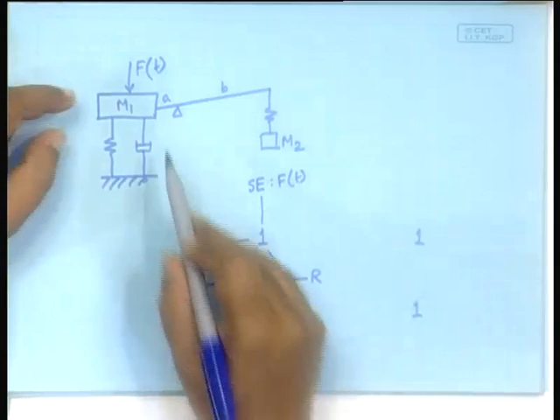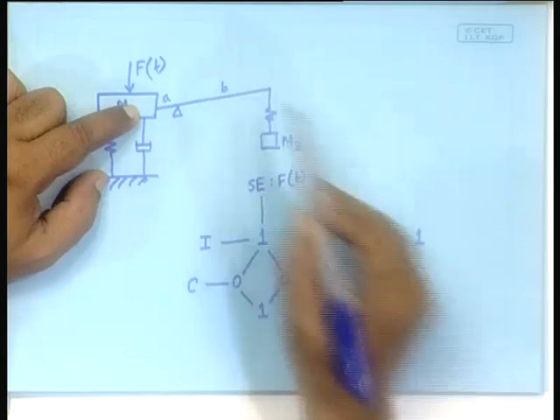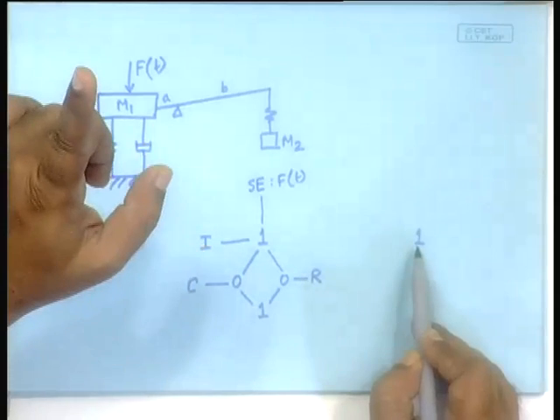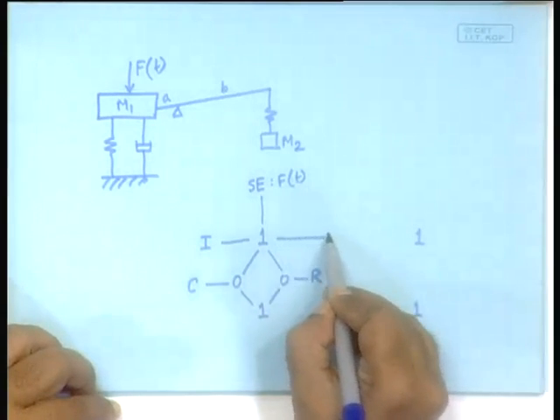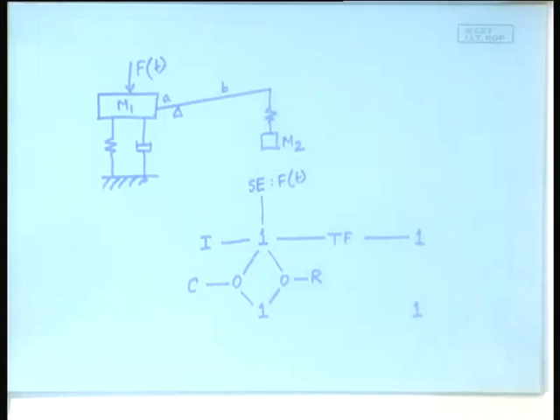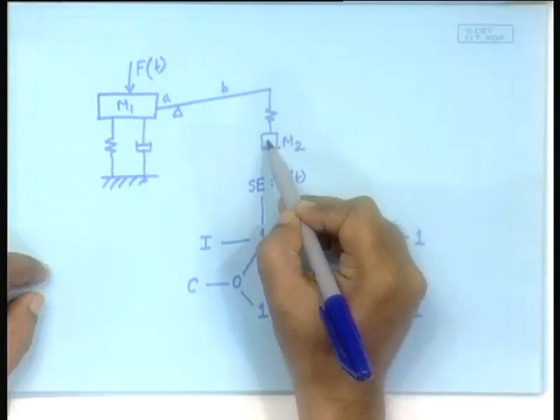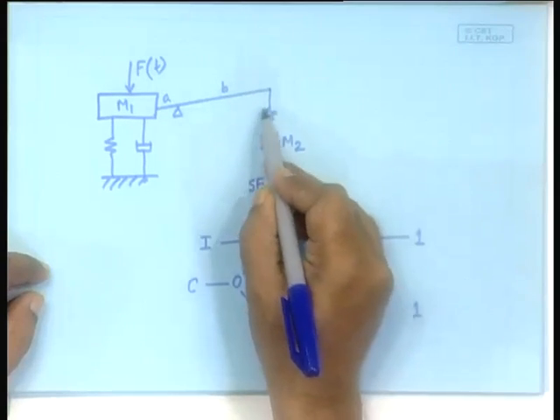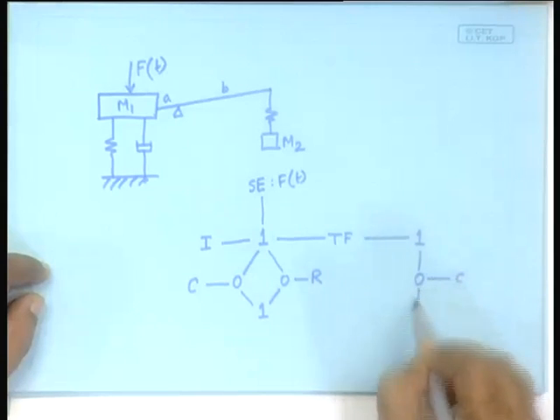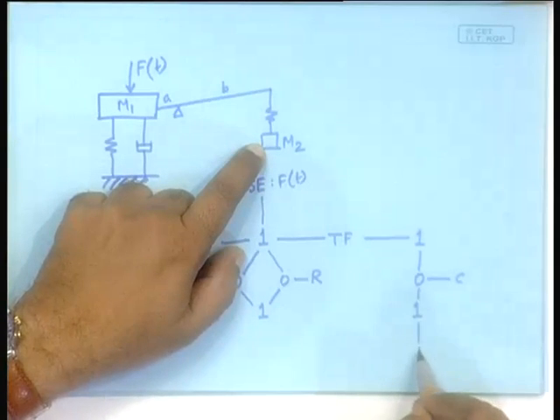All right. Now, here between this point and that point, we have the lever. So, between this 1 junction and this 1 junction, we will have a transformer, TF, connecting. Now, between this point and that point, we have a 0 junction to C, and this one junction is connected to this I.